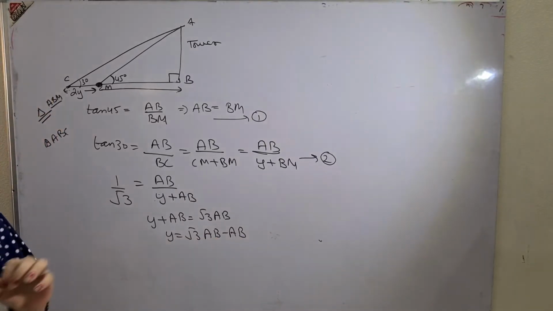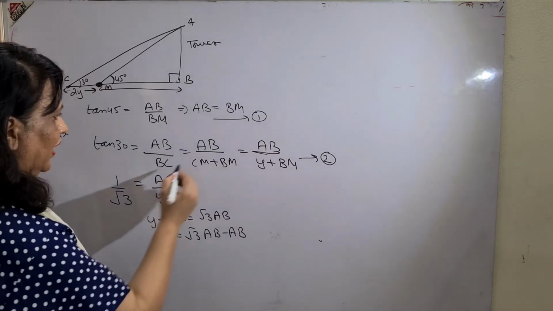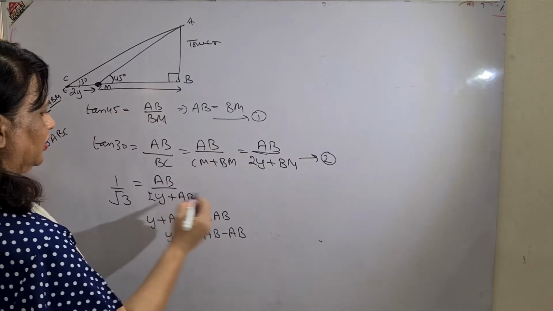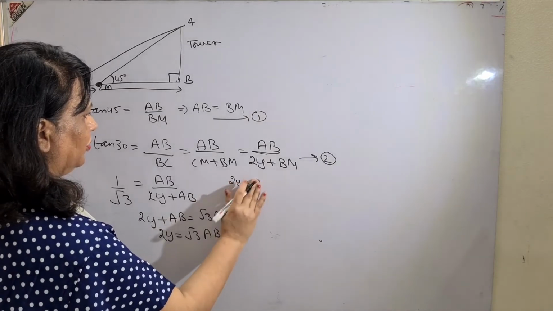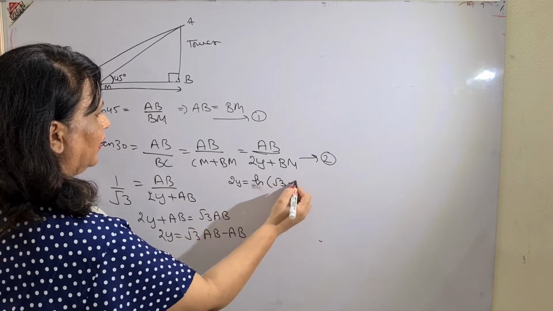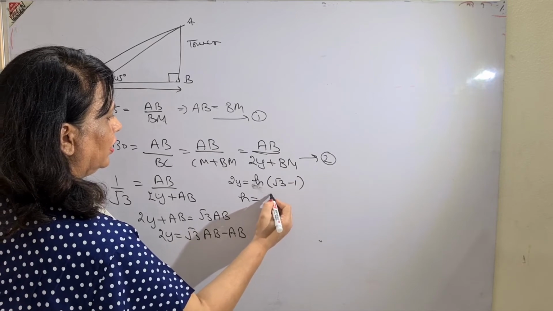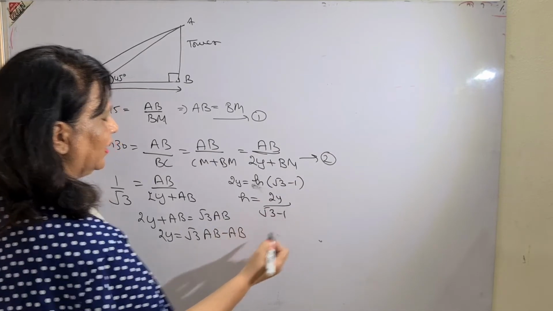Then I had to prove, what was the question? I have to prove that the height of the tower is y into root 3 plus 1. I have to find the height of the tower, and I suppose the height of the tower to be h. So it's very simple, children. Now cross multiply. This is 2y meter longer, so this will be 2y, or 2y is equal to h, taking AB as h, root 3 minus 1, or h is equal to 2y over root 3 minus 1.